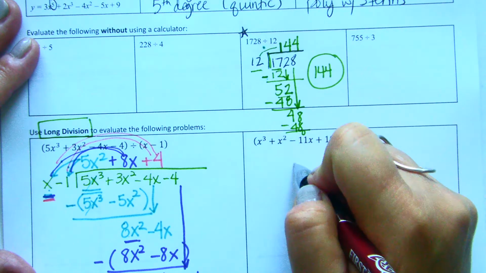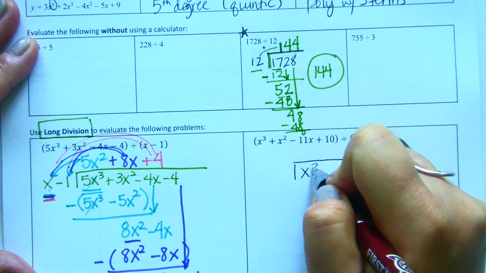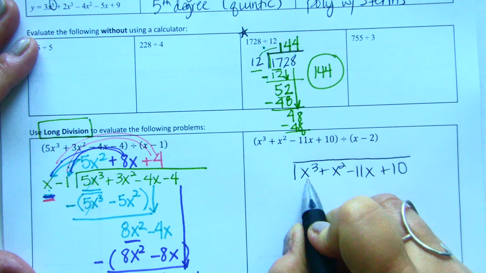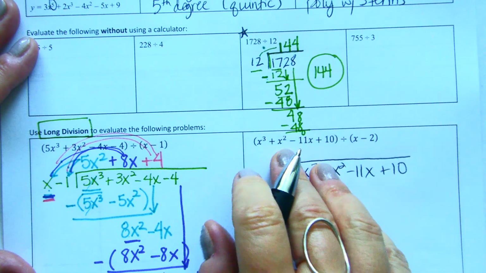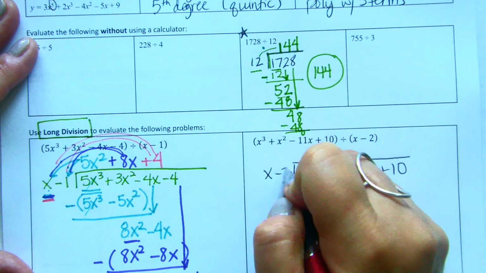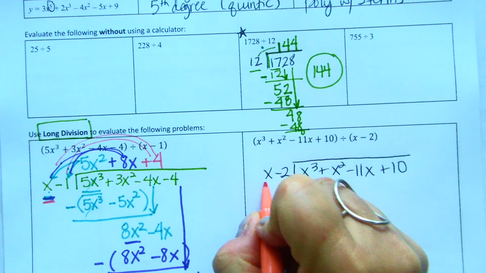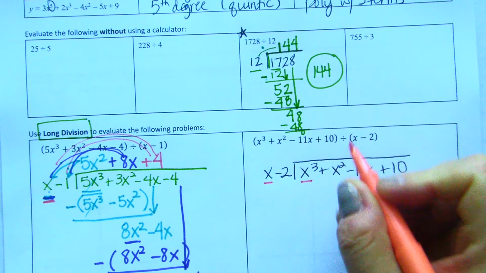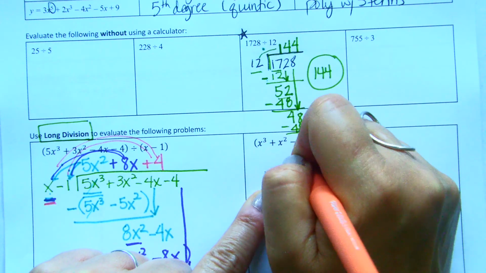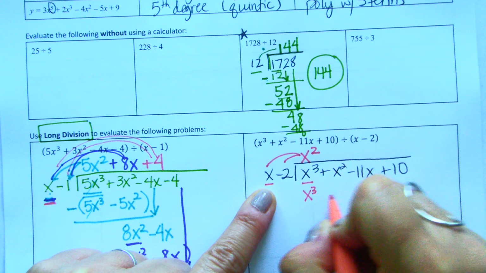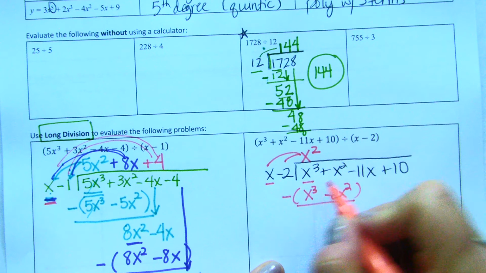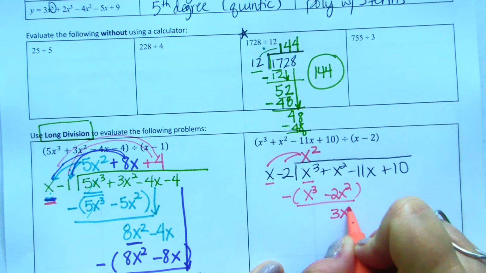Okay, welcome back. I'm hoping that you paused and you gave this a try. This is not missing any terms, so when I set it up, I just write them all down. If, for example, I didn't have an x squared or I didn't have an x, I would just put a 0 as a placeholder. All right, look at the first term here. What do I need to multiply x by to get x cubed? That would be an x squared. Then I'm going to multiply x cubed minus 2x squared. Minus, that's nothing. This gives me 3x squared.